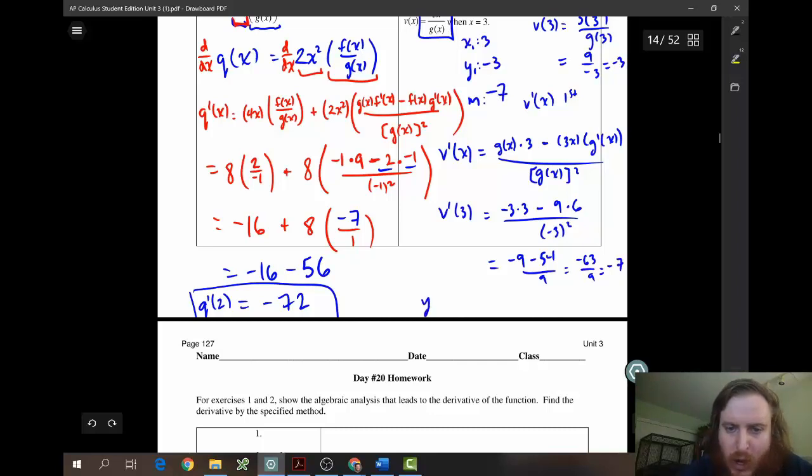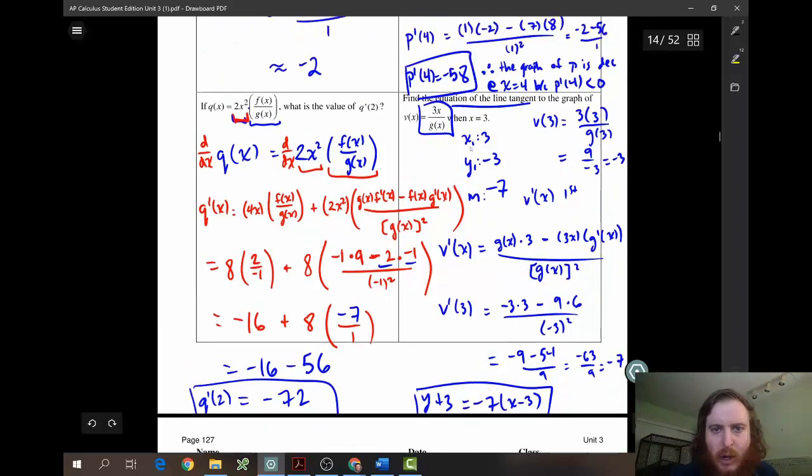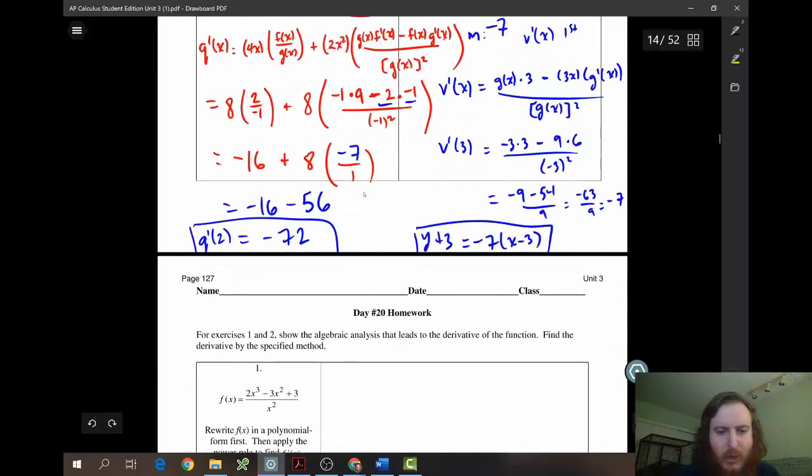So this gives us y plus 3 equals negative 7 times x minus 3. And I know it's a lot of work, but that's our equation. Now, it did say find the equation of the tangent line. Just be careful, if it says find the slope of the tangent line or find the normal line, just be careful with exactly what it's asking.